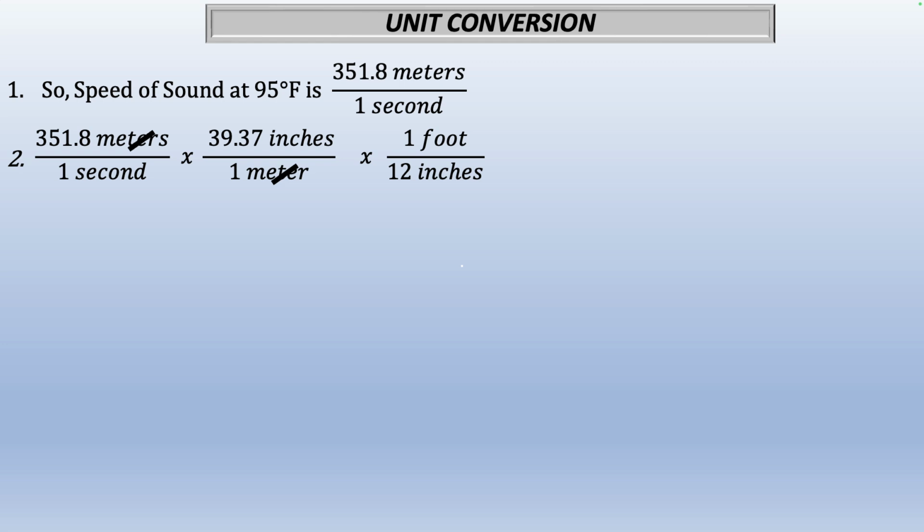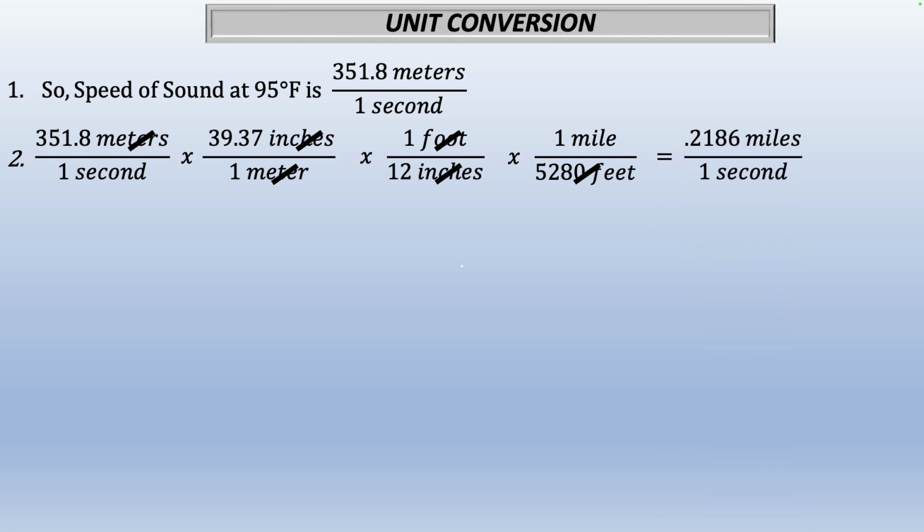Now, we know that 1 foot is equal to 12 inches. So we arrange the labels so that inches will cancel out. There they go. Now we've got feet per second. Now we know that 1 mile is 5,280 feet, and the feet are on top of each other here, actually foot and feet, and so they cancel out. And so now you've got miles per second. And it turns out that sound goes 0.2186 miles every second.